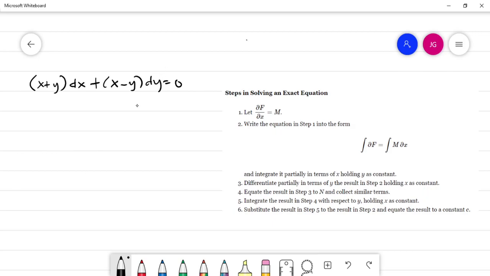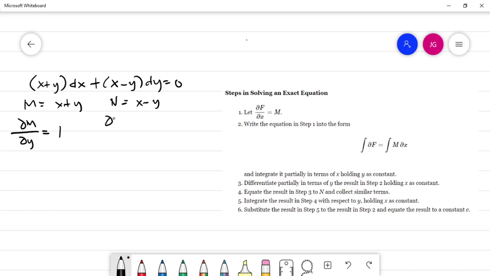Okay, first thing to do is check the exactness, so we test it. Our M is equal to x plus y. Then we differentiate it partially with respect to y. So we write the equation as M, then with respect to y. So this is 1, since x becomes 0. So 1. Then N is equal to x minus y.